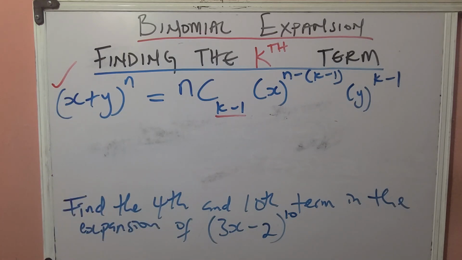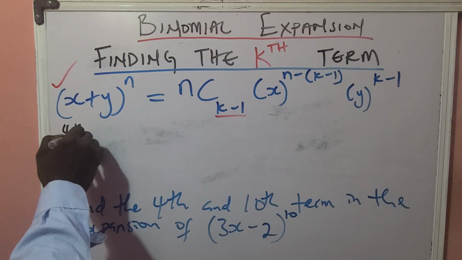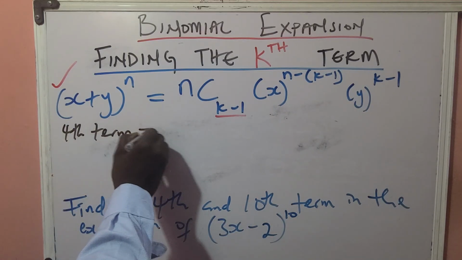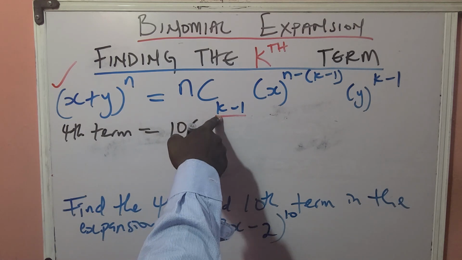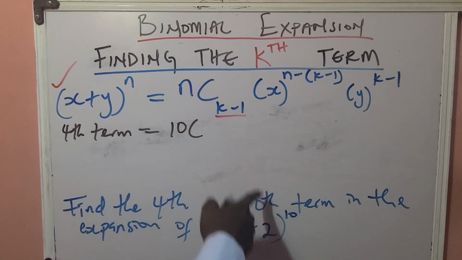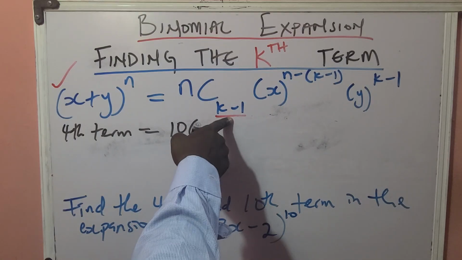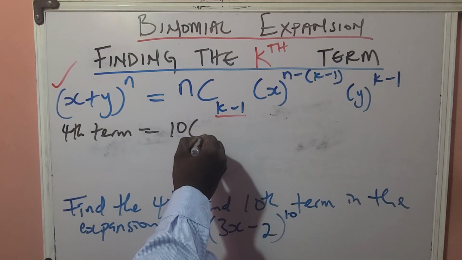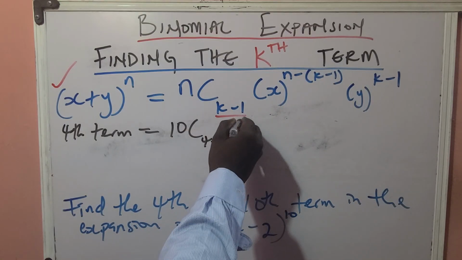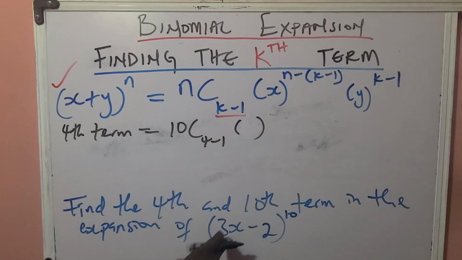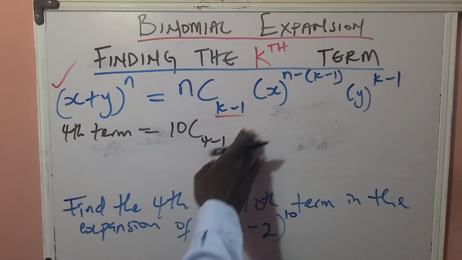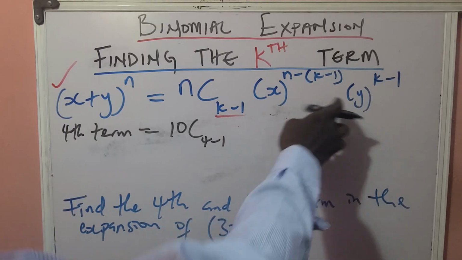So for us to find the fourth term, all I need to do is say the fourth term will be equal to, my n here is 10, so 10 combination. My k here is 4, so I'm dealing with 4 minus 1, that will be 3. And then our x here was 3x, because this represents our first term, this is our second term.